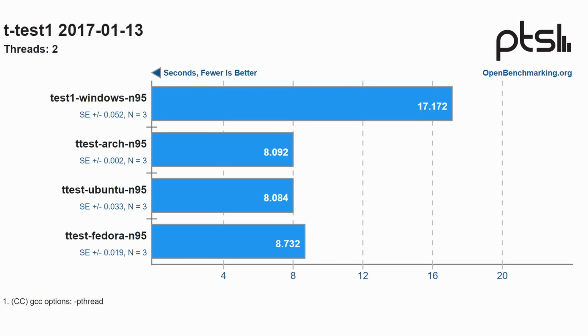There was a single thread and a dual thread test. You could see the performance here is a little bit quicker, but we basically have similar results. In this case, Arch and Ubuntu almost tied up, followed by Fedora, and then Windows at 17 seconds compared to the kind of 8.4 Linux average.